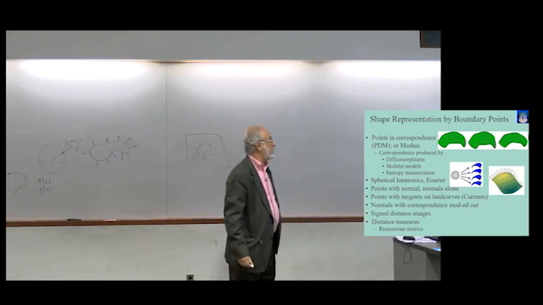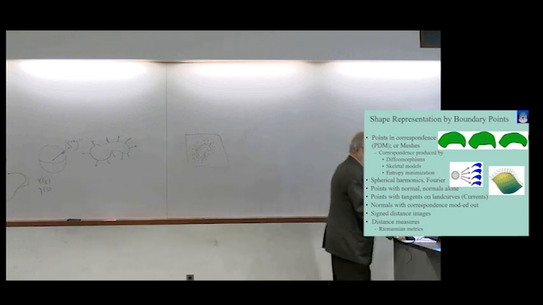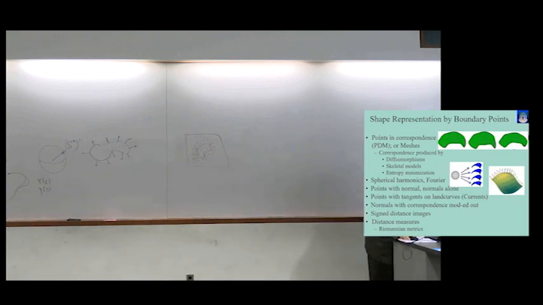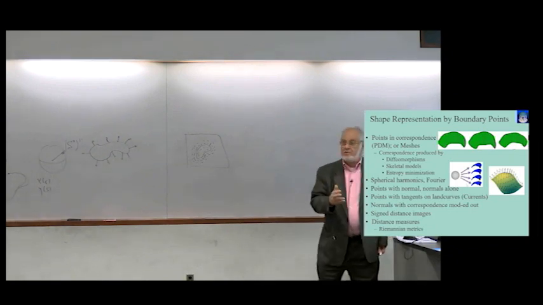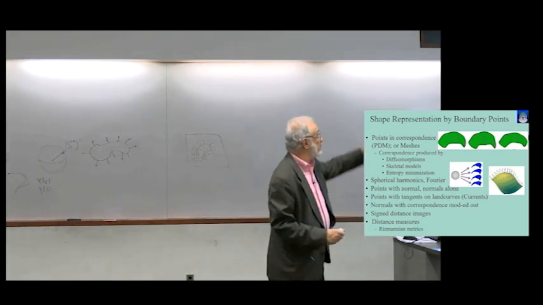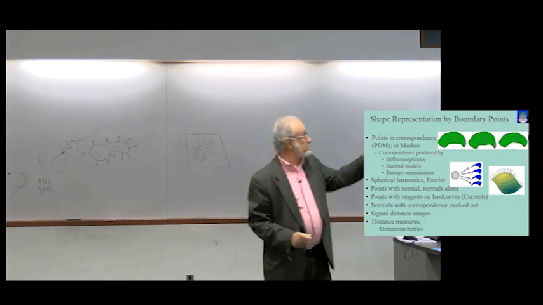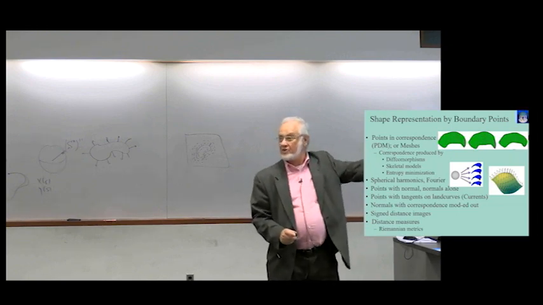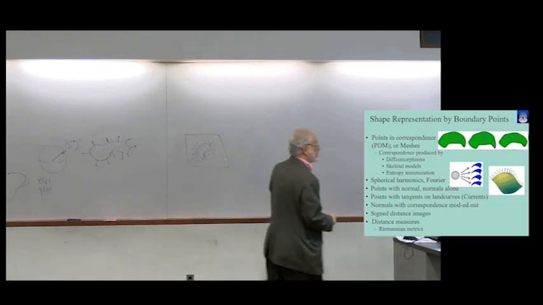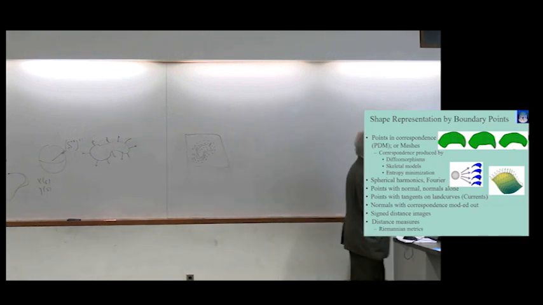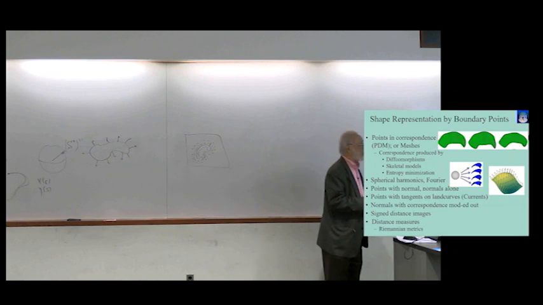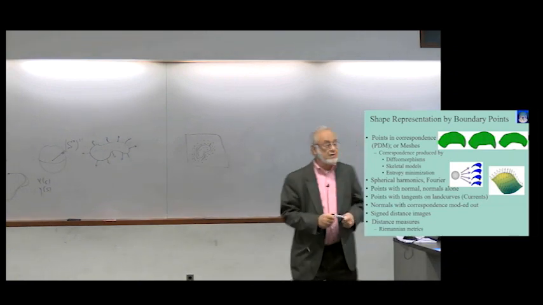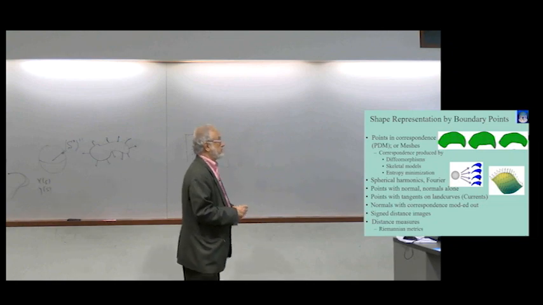Okay, I've talked about spherical harmonics. In spherical harmonics, you're actually doing a mapping from a sphere onto the surface of each of the objects in the population, and that mapping can carry specified points, regularly spaced latitudes and longitudes on the sphere, onto the respective points here, and you understand those to be in correspondence. So we'll be talking about spherical harmonics as a correspondence producer, as well as the representation by itself.